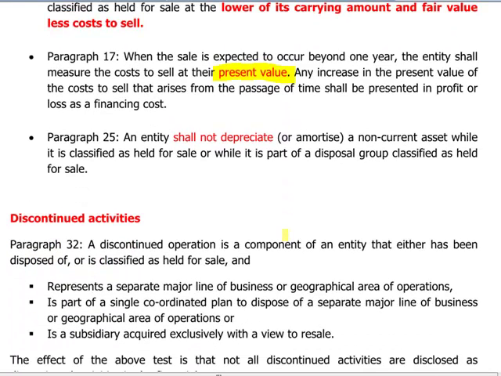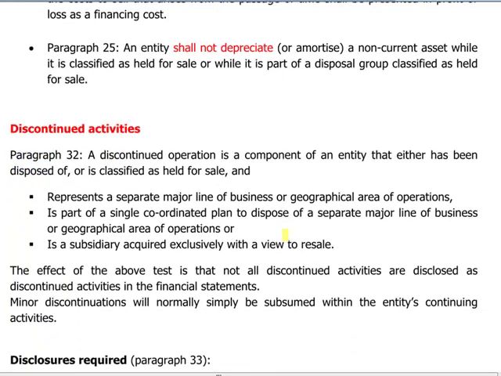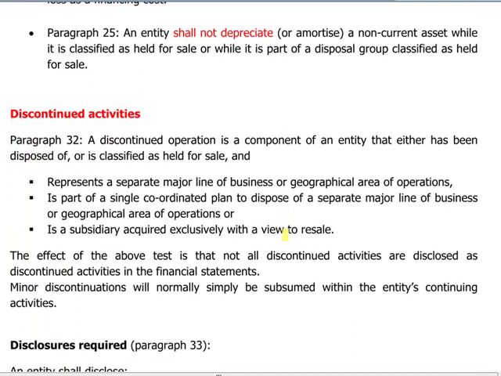The standard also deals with discontinued activities. A discontinued activity should be a major line of business. In other words, it should be a reporting segment under IFRS 8, something that your chief operating decision maker will look at, and it would be either a geographical area of operation or a major line of business. So, I'm operating in the hotel industry and I'm also producing airplanes.